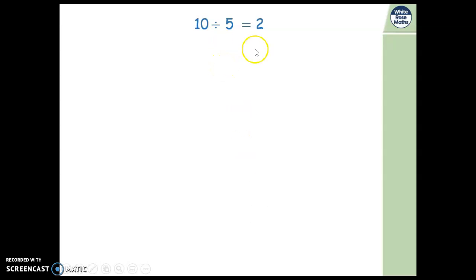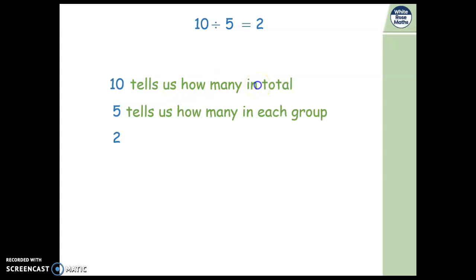10 divided by 5 equals 2. 10, 5, 2. 10 tells us how many of the things, whether it be sweets or counters, there are in total. 5 tells us how many there are in each group. 2 tells us how many groups there are.